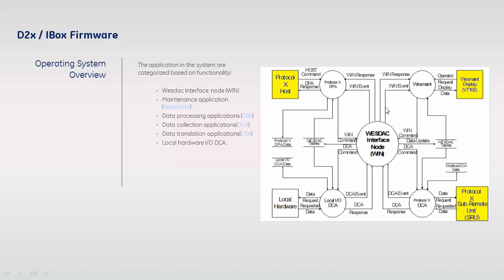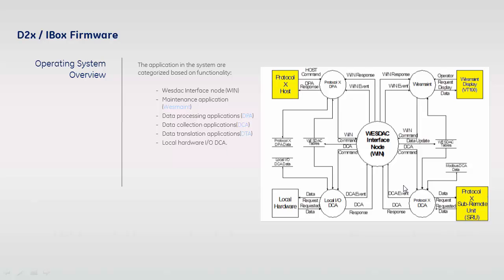Basically, in order to understand what firmware is, it's a set of applications that form our operating system, which is loaded on the D2X devices. By D2X devices, I mean the D20ME, the D20 M++, M+, and the D20M. I also mean the D25 device and our iBox device. They all follow the same operating system architecture.